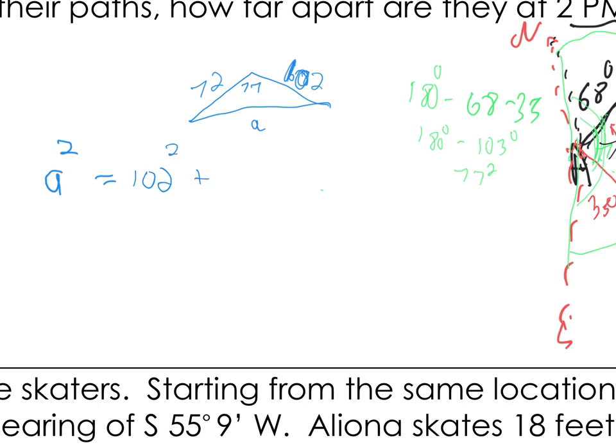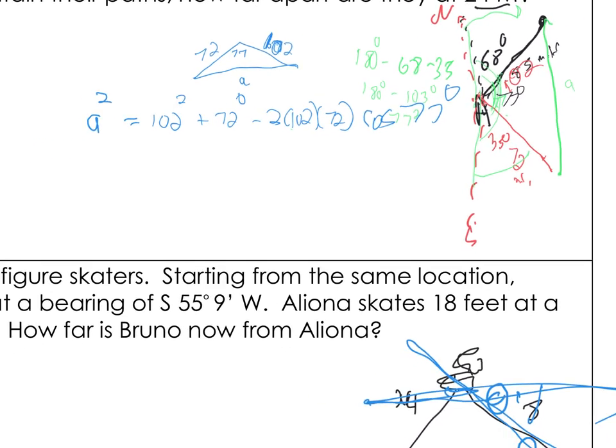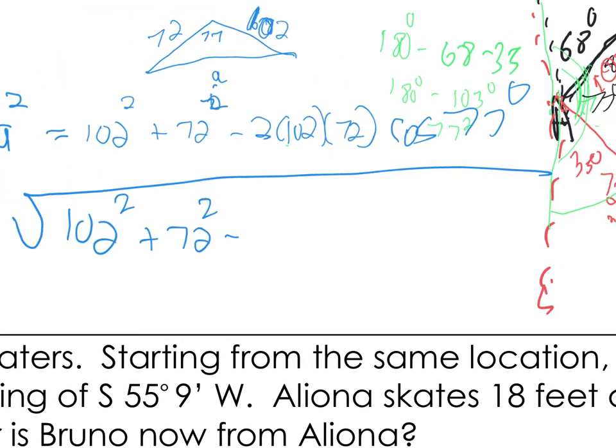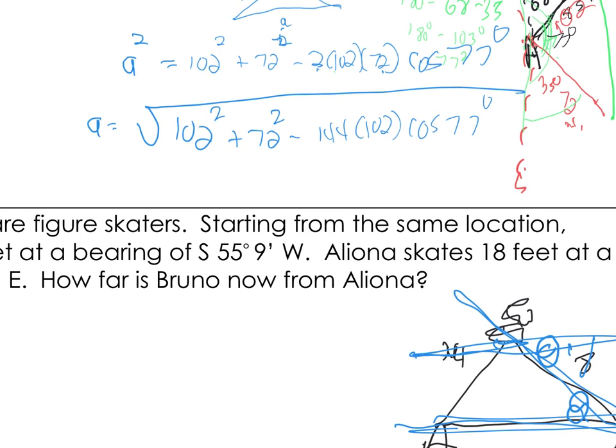A squared equals 102 squared plus 72 squared minus 2 times 102 times 72 times cosine of 77 degrees. This is just like our first problem of the day, because we're just finding that side. So A will be the square root of 102 squared plus 72 squared minus 2 times 102 times 72. Let me do the 2 times 72, that's 144, times 102, cosine of 77 degrees. You key it in, and you have the answer in terms of miles.